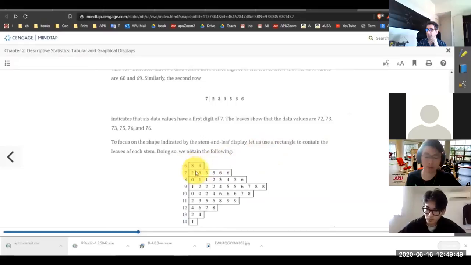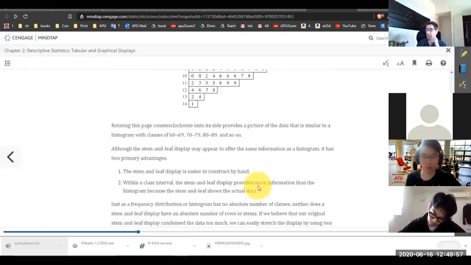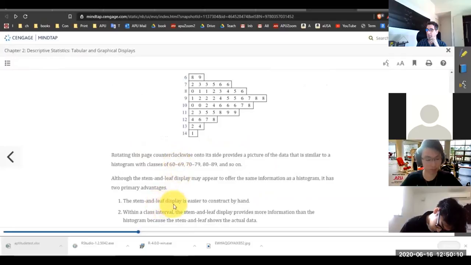They pointed out that it's kind of like a histogram on its side like this. It sort of emphasizes that fact. We don't usually put those bars there, but to emphasize the fact that it's kind of a histogram. So they say, although the stem and leaf display may appear to offer the same information as a histogram, it has two primary advantages. The stem and leaf display is easier to construct by hand, I guess, and within a class interval, say 60 to 70, the stem and leaf display provides more information than the histogram because the stem and leaf shows the actual data.